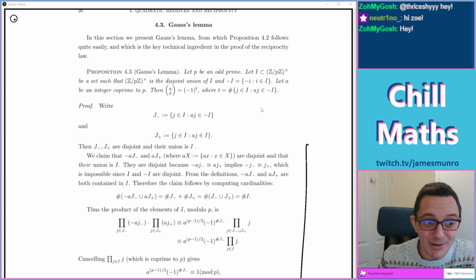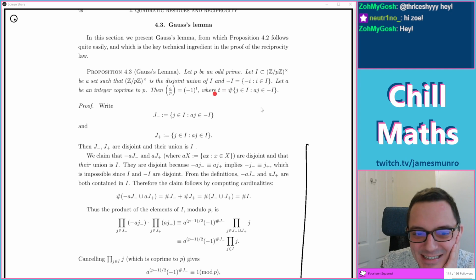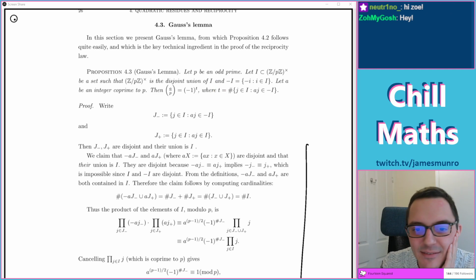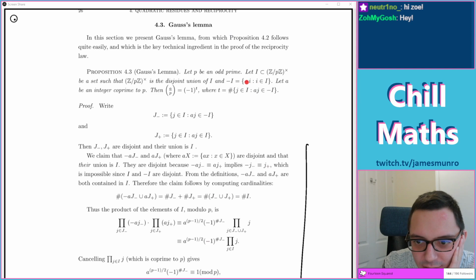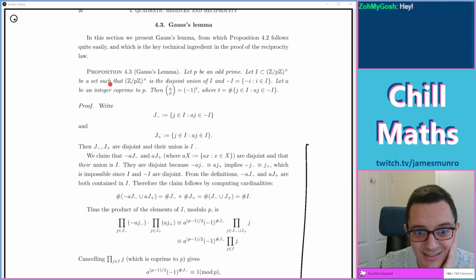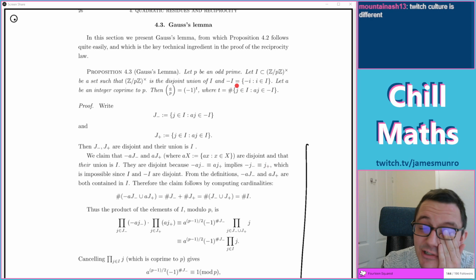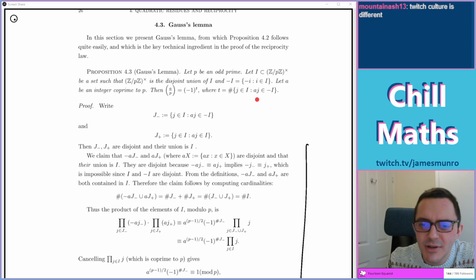Right, okay. This is me talking about usernames and putting off reading Gauss's lemma. Let's go. P is not prime. I be a subset of the units, the things with inverses, of P. So some set such that, oh my goodness, this is the disjoint union of I and minus I. Oh gosh, okay. So you pick some numbers.